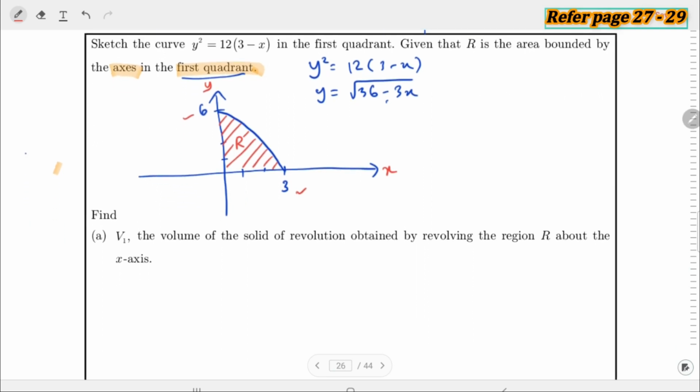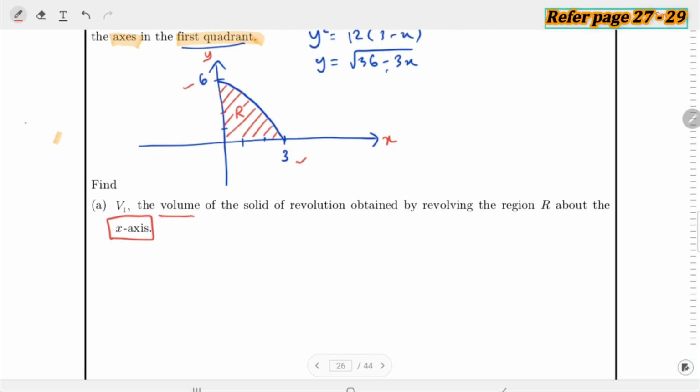Next question, find the volume of the solid of revolution obtained by revolving the region R about the x-axis. Be careful: for volume about the x-axis, you must have pi, you must have the square, and dx, as I told you before. So V equals pi, don't forget to put your pi, and since it is rotated about the x-axis, dx, and here must be f(x) squared.